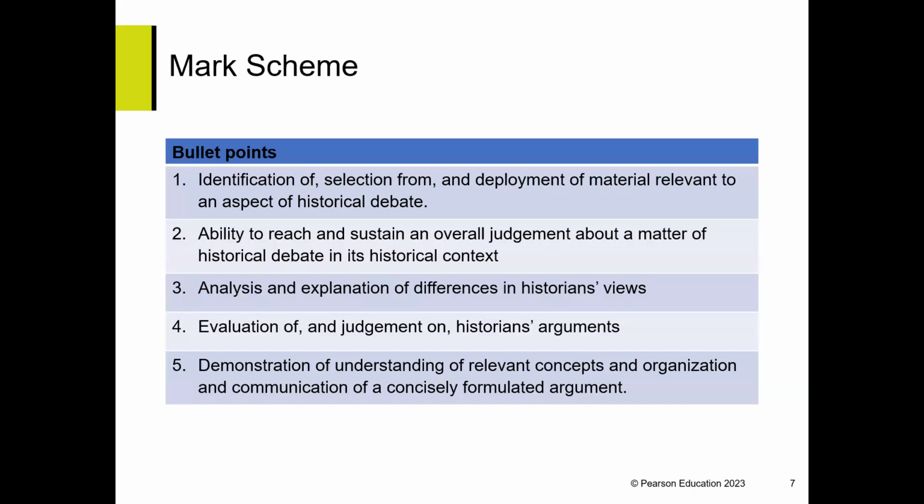So here is the mark scheme, showing the 5 bullet points. I'll give you a moment just to refresh your memory of that mark scheme. And we're going to take bullet point 4, evaluation of and judgment on historians' arguments, as an example to work through to show how there is a progression through the levels. And this, of course, is a useful task for students, helping them to understand how the levels show a progression in each of these 5 bullet points.